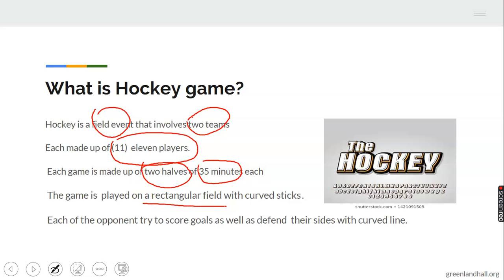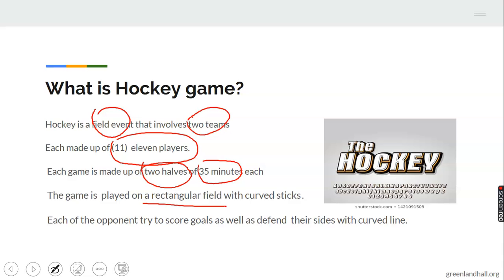I want you to be noting these points very well. It's played on a what? Rectangular field. What is the shape of the field where the game is played? Rectangle. That's why it's called rectangular. The field is a rectangular field, so it has a rectangle shape.